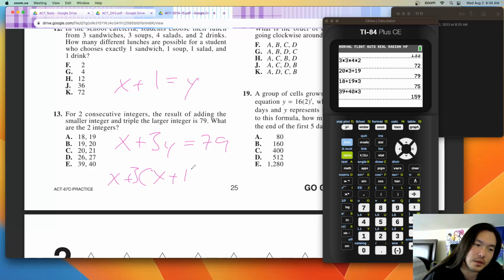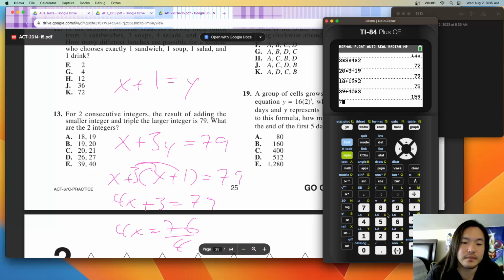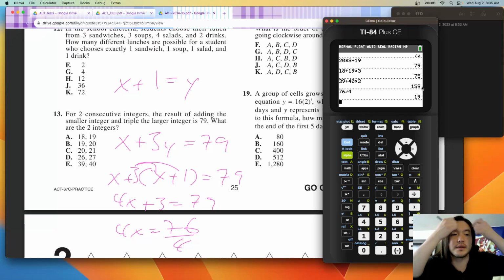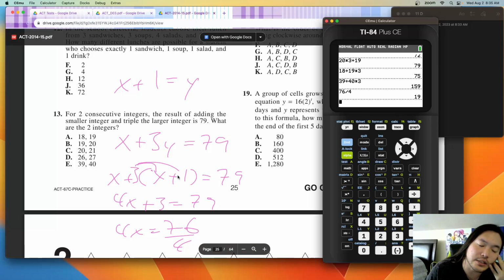3(x plus 1) equals 79, so you distribute: 3x plus x is 4x, plus 3 equals 79, 4x equals 76, divide this by 4, it should be 19. Yeah, definitely you can solve it this way, and then if x is 19, then y is 20. It turned out pretty simple, actually. It wasn't as hard as I was thinking.